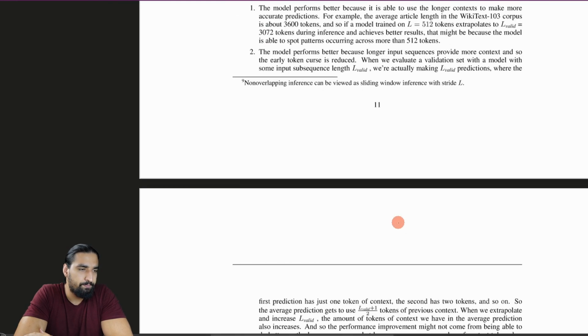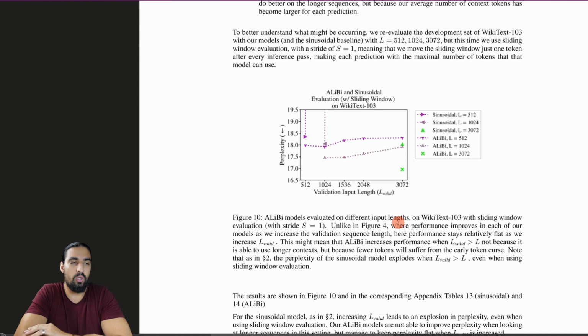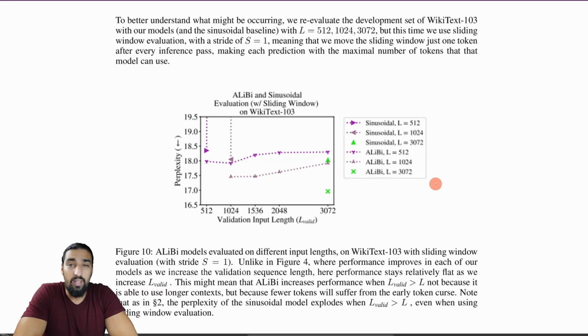Okay, so here, what they did is they now tried to do this sliding window inference instead of doing the non-overlapping method, and they show some results here. And to be honest, I'm a bit puzzled about these results. Okay, so first let me try and explain what I think they've done here.